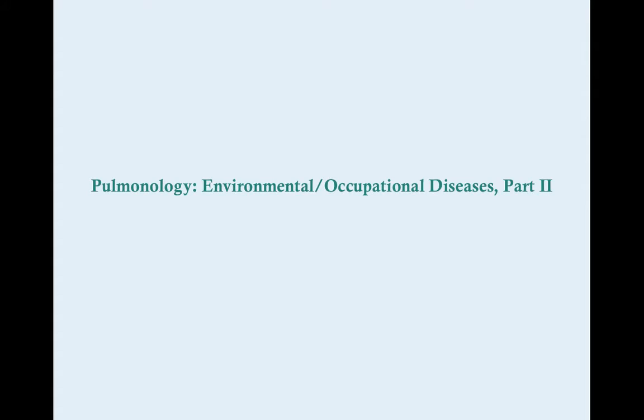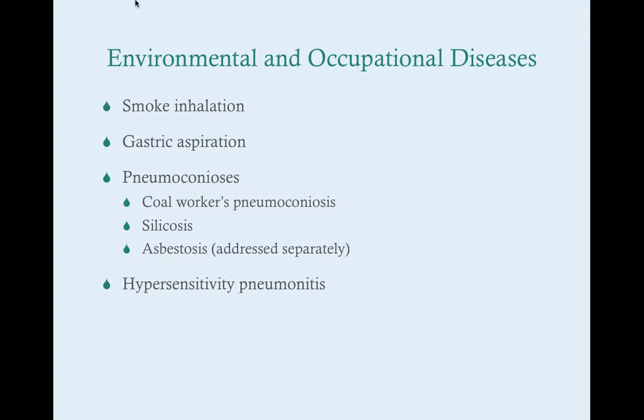So we're going to continue our talk here on the environmental and occupational diseases. We're going to focus mostly on the occupational diseases, although I suppose you could consider some of these environmental. These diseases, the pneumoconioses and the hypersensitivity pneumonitis, are things that you tend to be exposed to on the job. So we're talking here about the pneumoconioses, coal workers' pneumoconiosis, and silicosis.